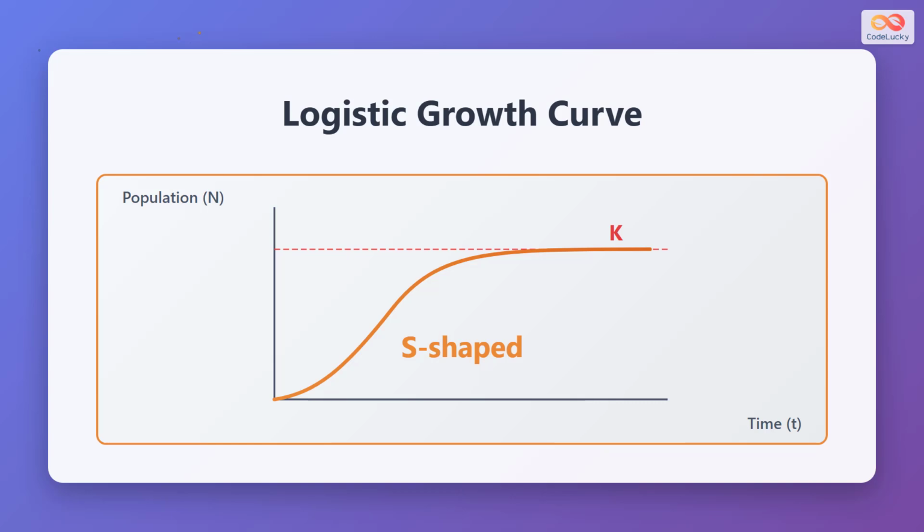The logistic growth curve displays the characteristic S-shape. Initially, when the population is small, growth is slow because there are few individuals reproducing. Then, as the population increases, growth accelerates and the curve becomes steeper, similar to exponential growth. However, as the population approaches the carrying capacity K, represented by the horizontal dashed line, growth rate decreases. Eventually, the population levels off at the carrying capacity. The population may fluctuate slightly above or below K, but it stabilizes around this equilibrium point.